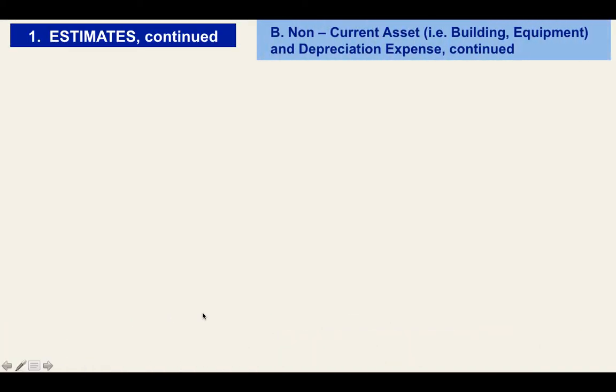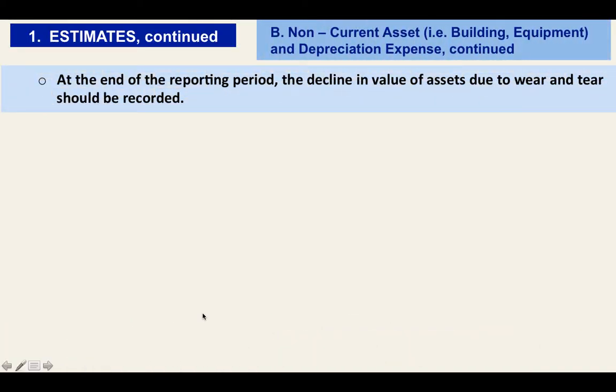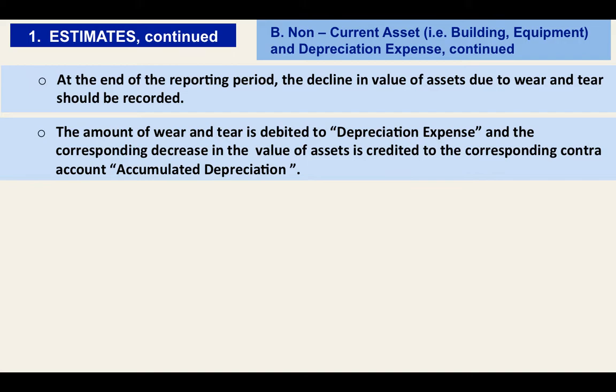Let's illustrate that. At the end of the reporting period, the decline in value of assets due to wear and tear should be recorded. The amount of wear and tear is debited to depreciation expense, and the corresponding decrease in the value of assets is credited to the corresponding contra account, accumulated depreciation. As I have said, you have to specify anong non-current assets ang didepreciate.